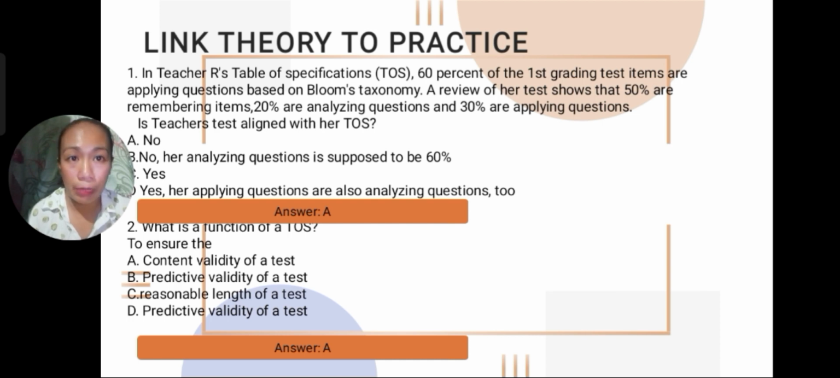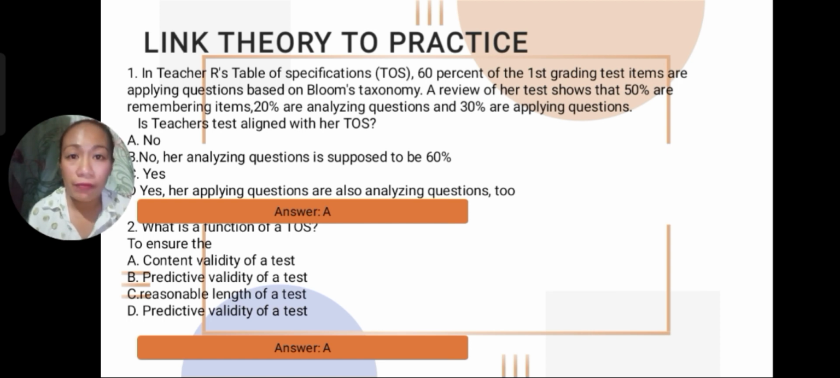In Teacher R's table of specification, or the TOS, 60% of the first grading test items are applying questions based on Bloom's taxonomy. A review of her test shows that 50% are remembering items, 20% are analyzing questions, and 30% are applying questions. Is the teacher's test aligned with her TOS? The answer is A, no.